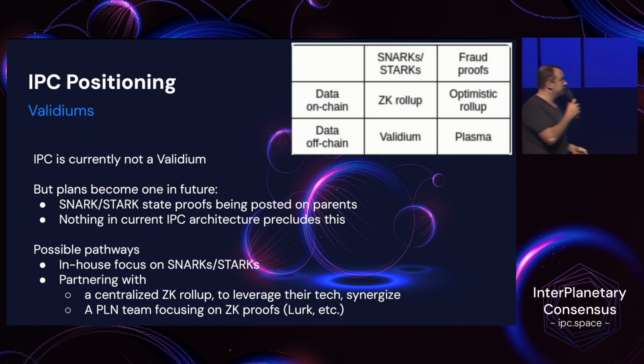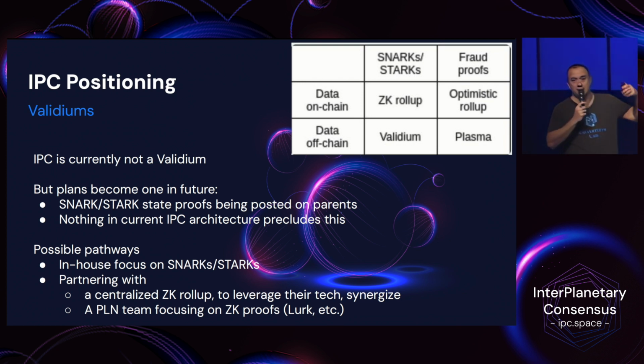Okay, so what about Validiums? Validiums are similar to Plasma, but they have ZK proofs when they post this key metadata to the parent net. We are not there yet, but this is on our roadmap. We have several approaches that we are exploring. We could probably do it in-house, but there are so many efforts out there, and in the PL network you have teams like Lurk and others who are developing this technology, and in broader ecosystems you have folks working on centralized roll-up sequencers, and we can explore compatibility between the two approaches. But IPC will go in the Validium direction, in Ethereum speak.